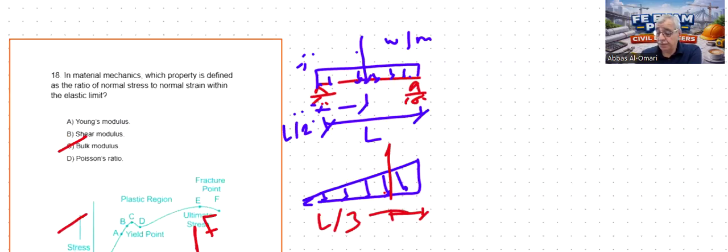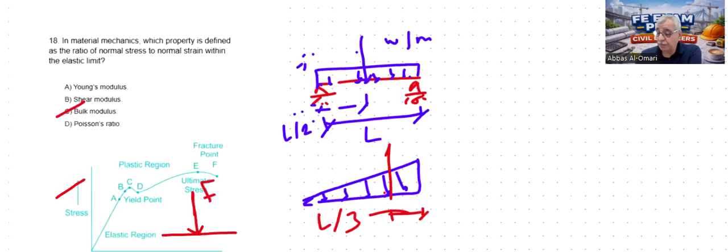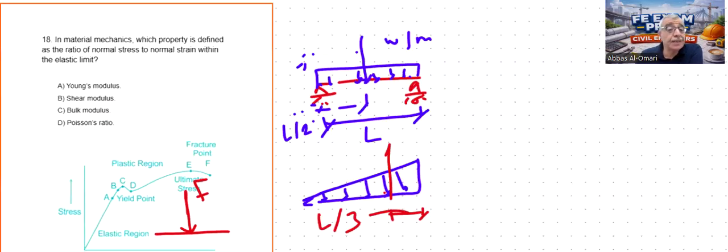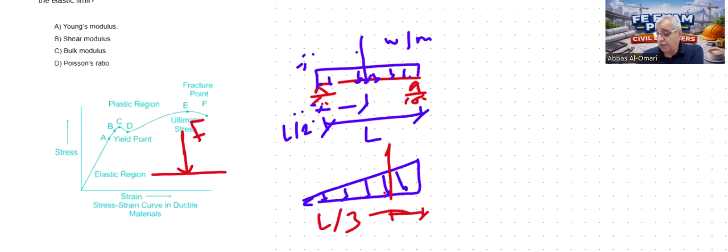Let me remove these. In material mechanics, which property is defined as the ratio of normal stress to normal strain within an elastic limit? This is about the stress-strain relationship. This is the stress-strain curve, a very well-known curve for civil engineers. The x-axis is the strain, the y-axis is the stress. This is the shape of the relationship between stress and strain for a ductile material.